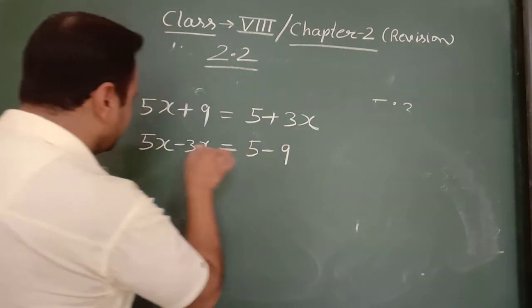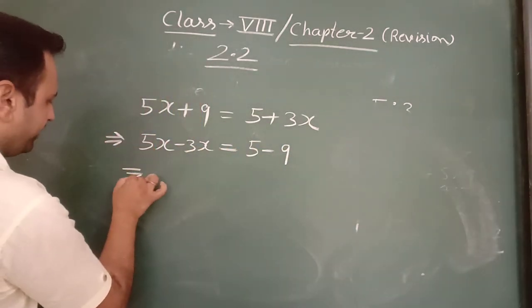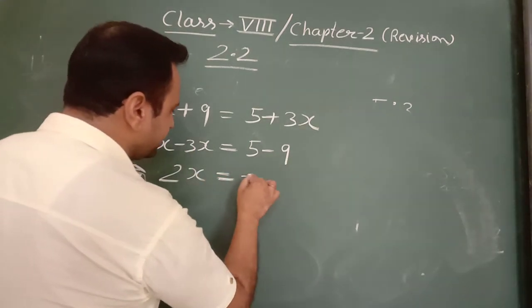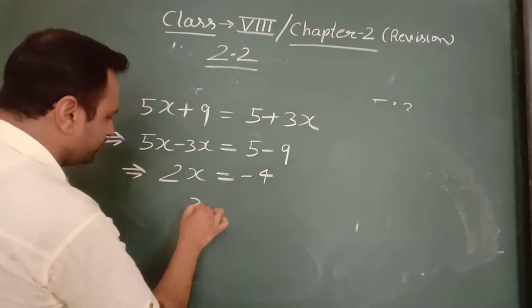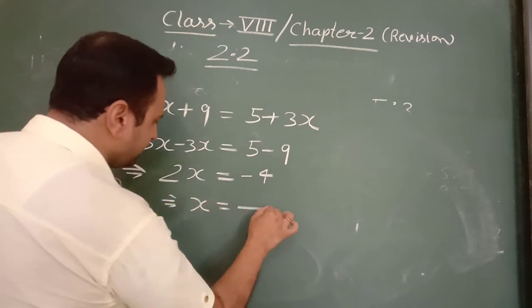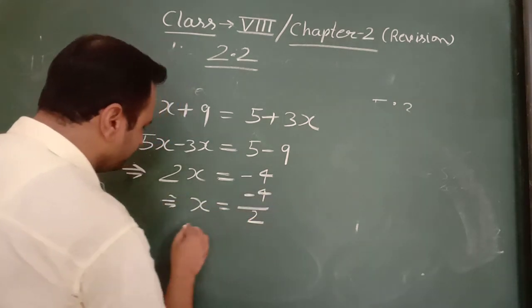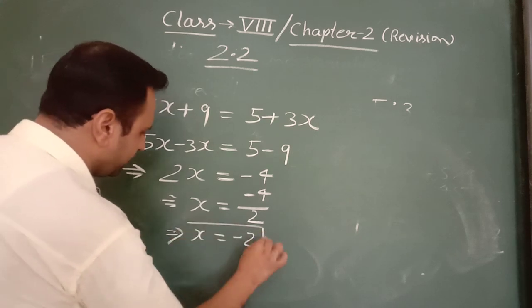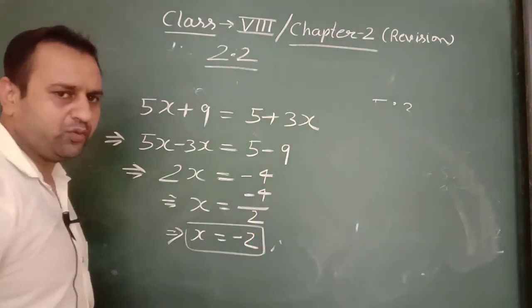5 minus 9, what is the value of 5x minus 3x? Obviously 2x. 5 minus 9, minus 4. So what is the value of x? Minus 4 upon 2. So x is equal to minus 2. Answer. I hope you understood.